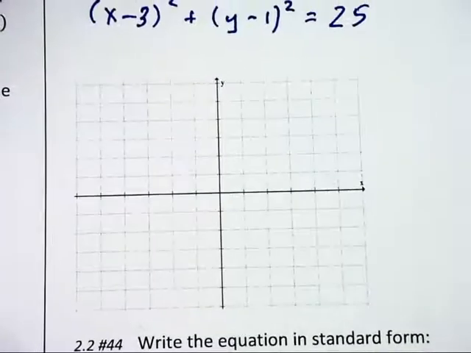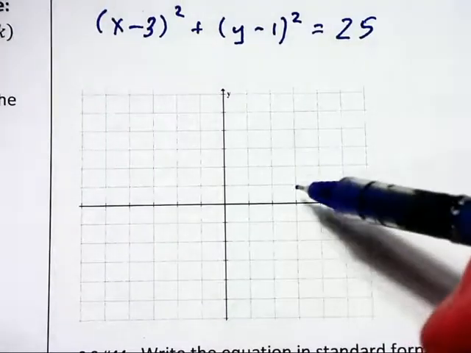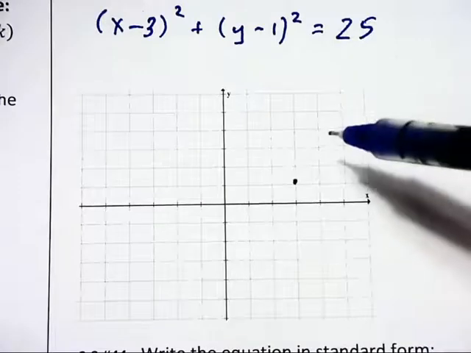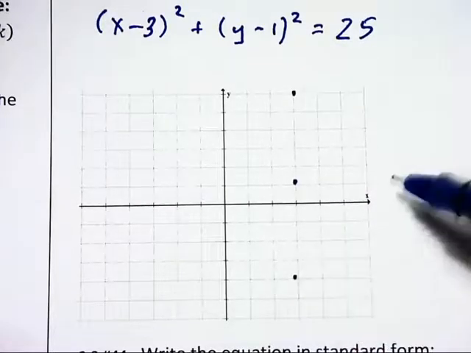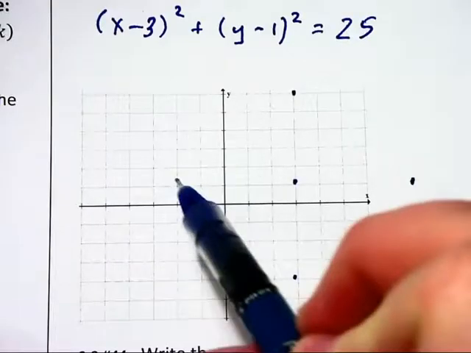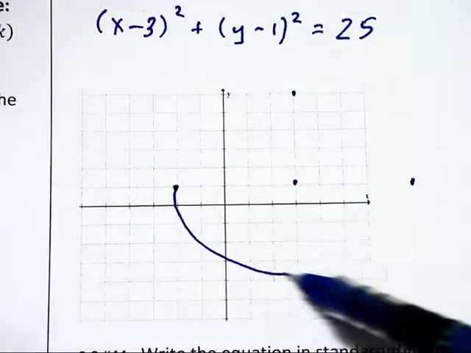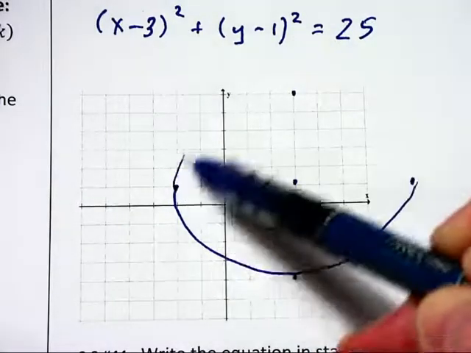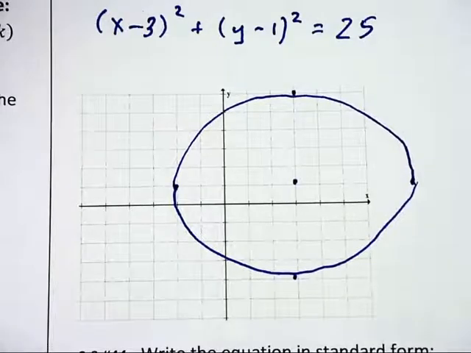Now on to graphing this circle. The center is at (3, 1), and the radius is 5. So we're going to go up 5, down 5, right 5, and left 5. And we have points now through which we can try to draw our circle. And mine's a little bit deformed, but that's okay.